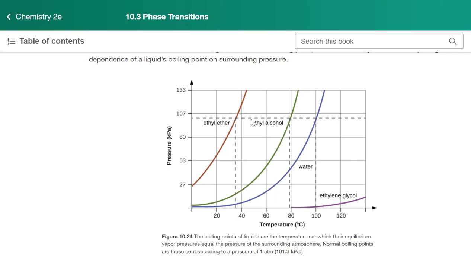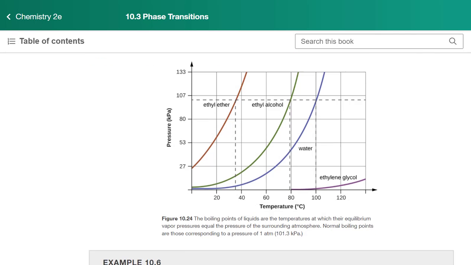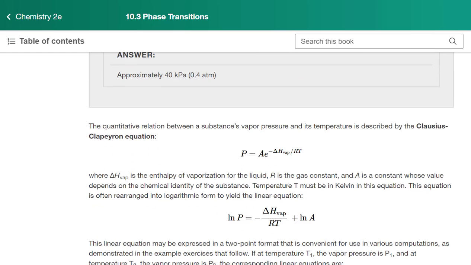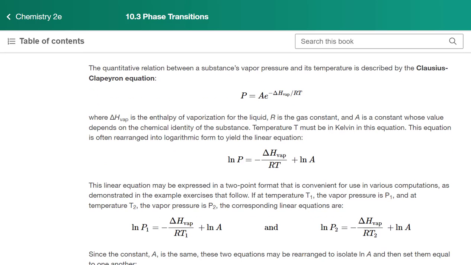Then we can see these other liquids where they are, and this one is not really close to its boiling point yet. But we can also see how there are these curves here that describe the vapor pressure as we approach the boiling point, and they all tend to have a similar kind of shape to them. That shape is described by this equation called the Clausius-Clapeyron equation.